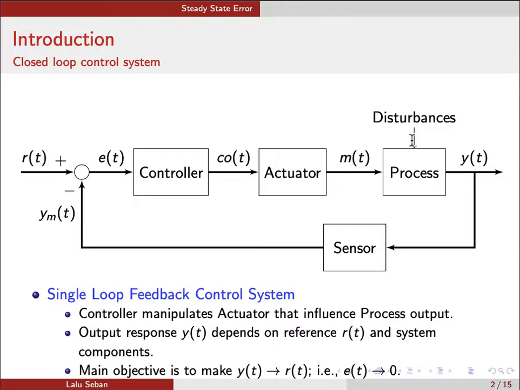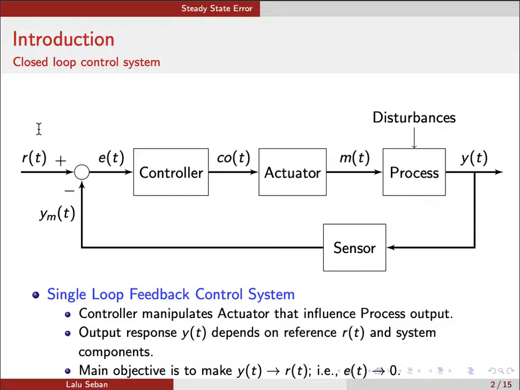So coming to the introduction, closed loop control system. This is a very well known block diagram for any student in control system. This is a single loop or single input single output feedback control system. Closed loop control systems are designed to automatically achieve and maintain the measured process variable equal to the reference in spite of disturbances and timely changes in reference value.